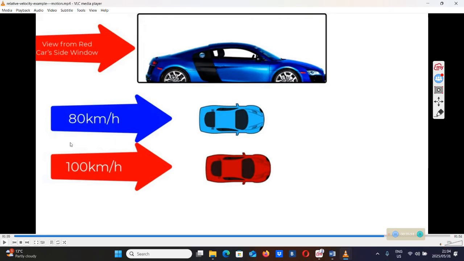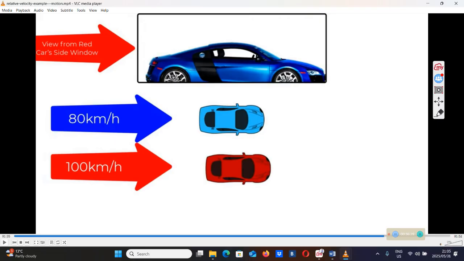And then whether you subtract 80 from 100 or 100 from 80, it depends on the position of the observer. It depends who is looking at which car. So we've got two cars. Who is looking or who is observing? Is the driver of the red car observing the blue one, or is the driver of the blue one observing the red car?